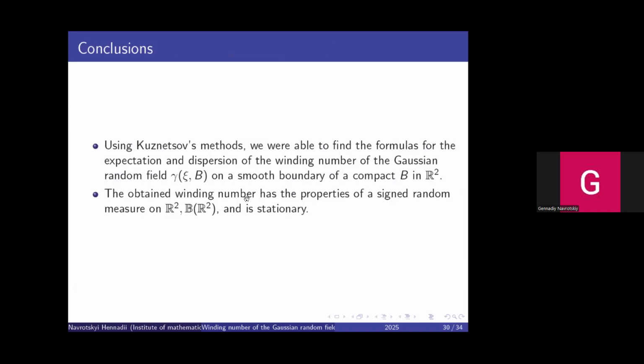So in conclusion, using the methods developed by Kuznetsov, we found the formulas for the expectation and the second moment of the winding number of our Gaussian random field Xi on the smooth boundary of some set B in R2. Also, the obtained winding number has the properties of a signed stationary random measure on R2 with the Borel sigma algebra.